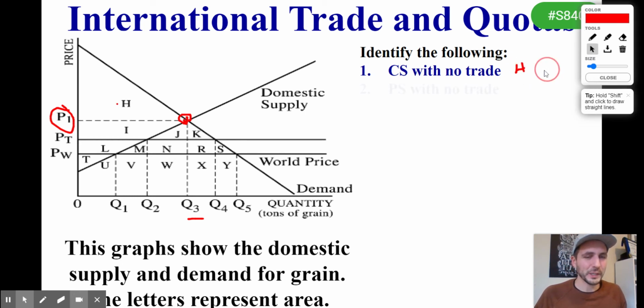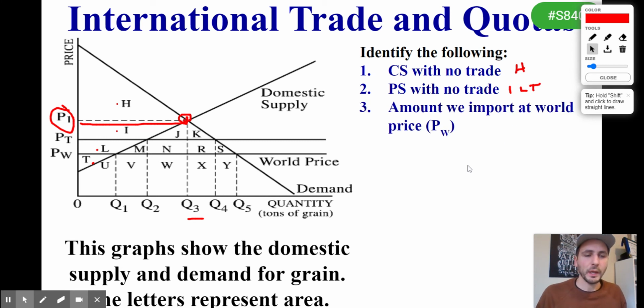Okay. Next question is, what about producer surplus with no trade? That's just above supply, below price. So that's going to be I, L, and T, right? This is my operating price. Below that, I, L, and T.